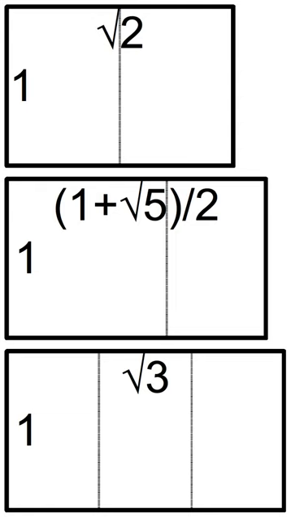Pi equals 3 plus 1/(7 plus 1/(15 plus 1/(1 plus 1/(292 plus 1/(1 plus 1/(1 plus 1/(1 plus ...)))))).